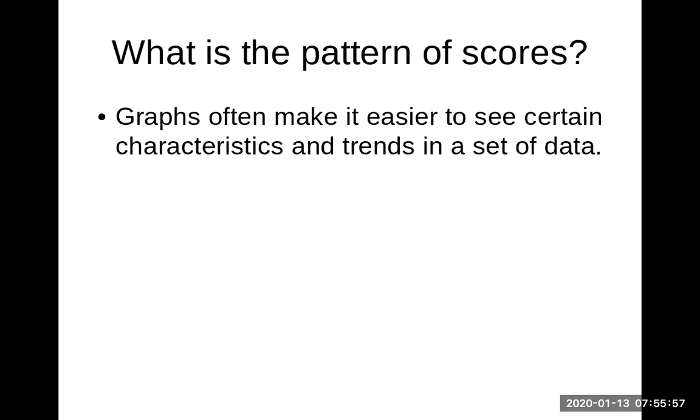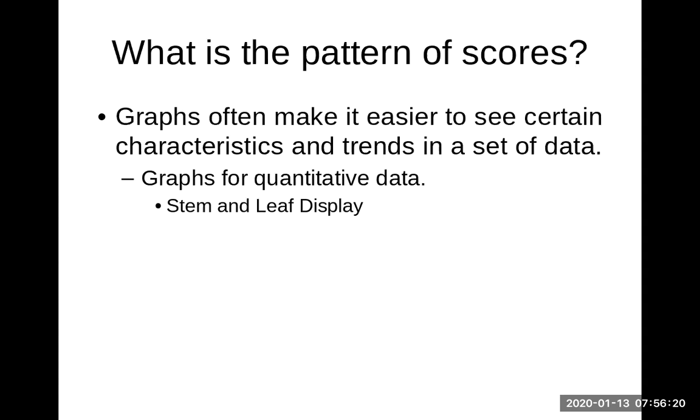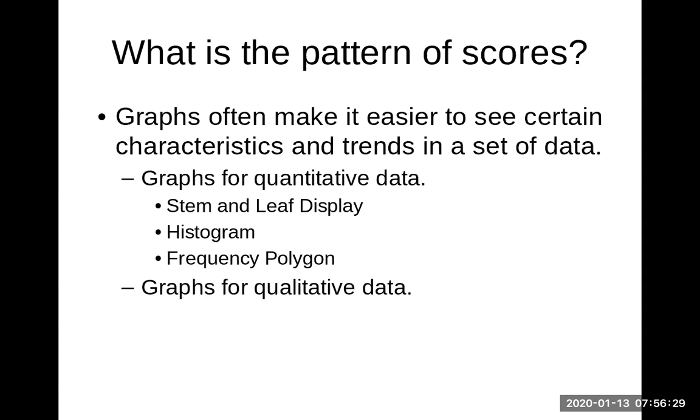So graphs often make it easier for us to see certain patterns, certain characteristics or trends. And so what we want to do is talk about the different kinds of charts or graphs to do for the different types of data. So our first type of data will be quantitative data. And so we're going to look at the different kinds of charts we can make for those. So the first one would be a stem and leaf display or a stem and leaf plot, then a histogram, then a frequency polygon. So this is our to-do list for how to look at quantitative data.